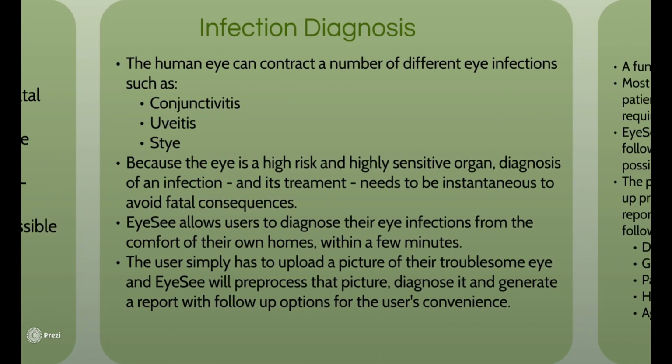The human eye can contract infections from bacteria and virus molecules that come into contact with the pupil or the iris of the eye. This can cause pain, discoloration, and inflammation, which, if left undiagnosed, can lead to vision loss and fatal organ failure. EyeSee provides automated infection diagnosis and follow up steps in a matter of minutes, removing the need to physically go to a doctor and have a simple infection diagnosed.